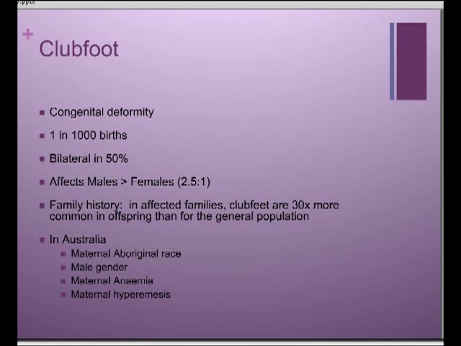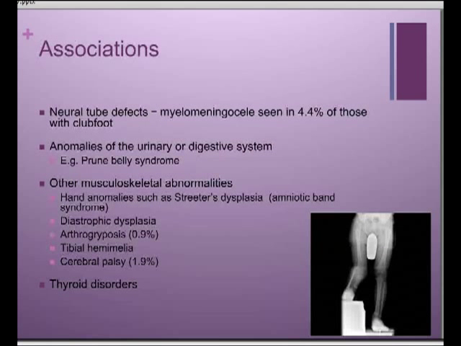There are some associated conditions seen with clubfoot. They may include spina bifida, anomalies of the urinary or digestive system, and other musculoskeletal abnormalities like diastrophic dysplasia, a type of dwarfism, arthrogryposis, which effectively means multiple joint contractures, and tibial hemimelia.